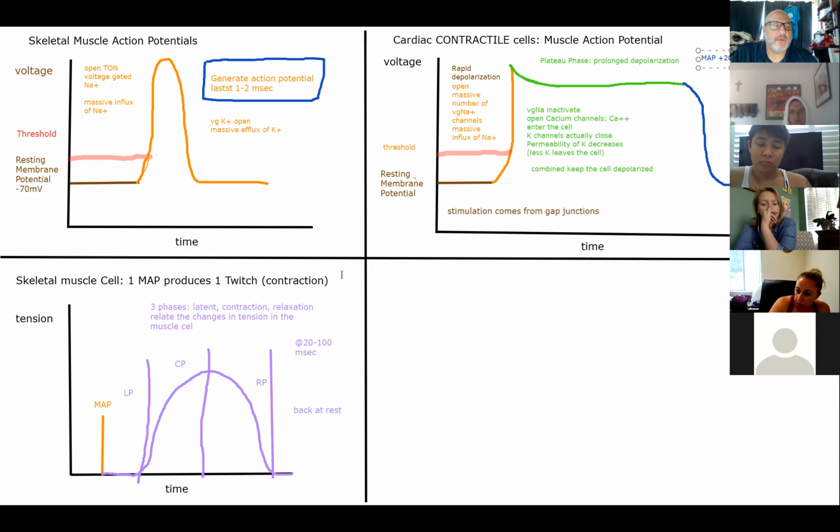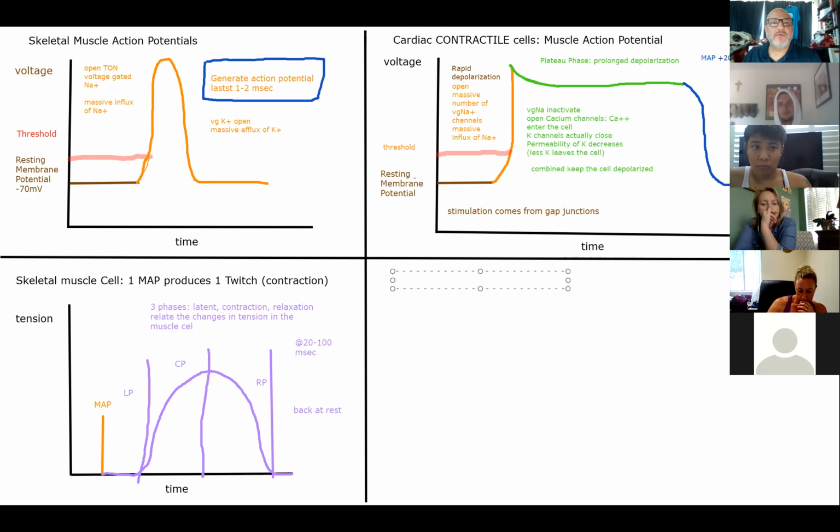Questions on the muscle action potential? No, hyperpolarization occurs in the nerve cells, but it doesn't really occur in the muscle cells. So really, they pretty much just go back to rest. Great question, though.